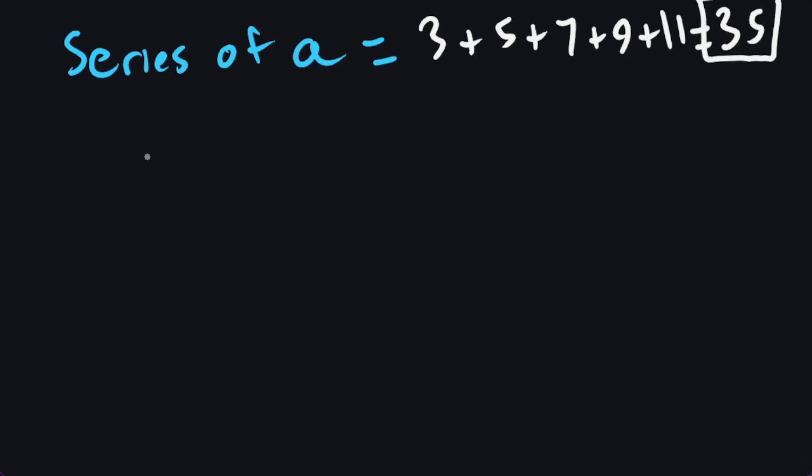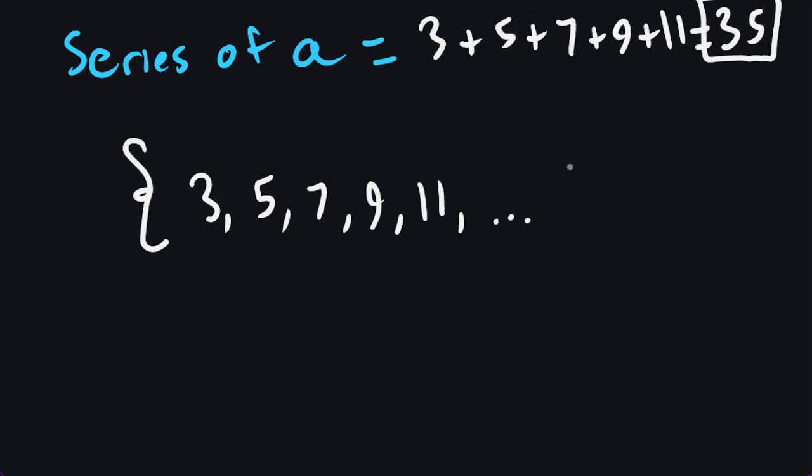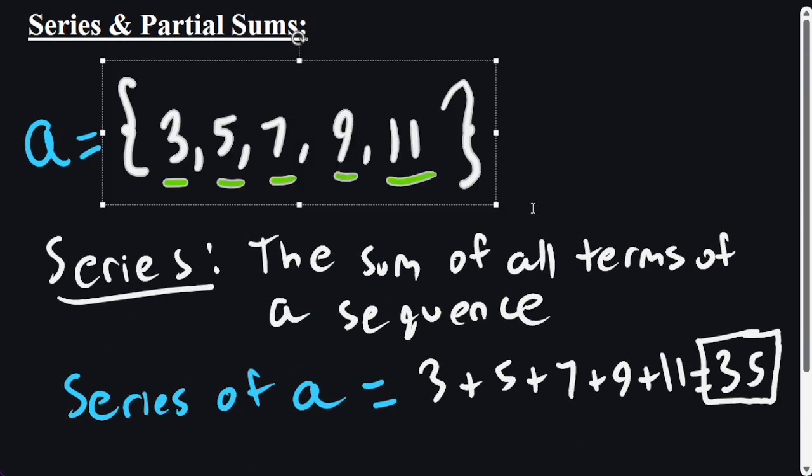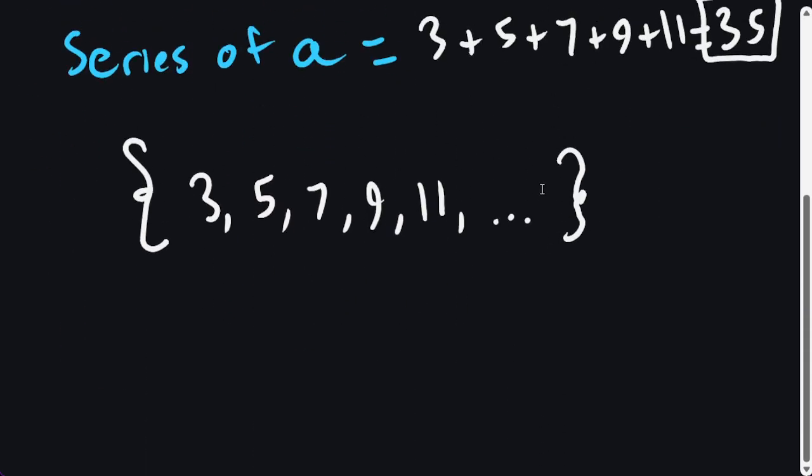Now, let's say we had a different sequence. So let's open up our curly brackets. Let's say we had 3, 5, 7, 9, 11, and so on. So it's the same thing we had before, except this time we have an ellipsis at the end. So that means that this is an infinite sequence. It goes on forever. There are an infinite amount of terms. How do we find the series of this?